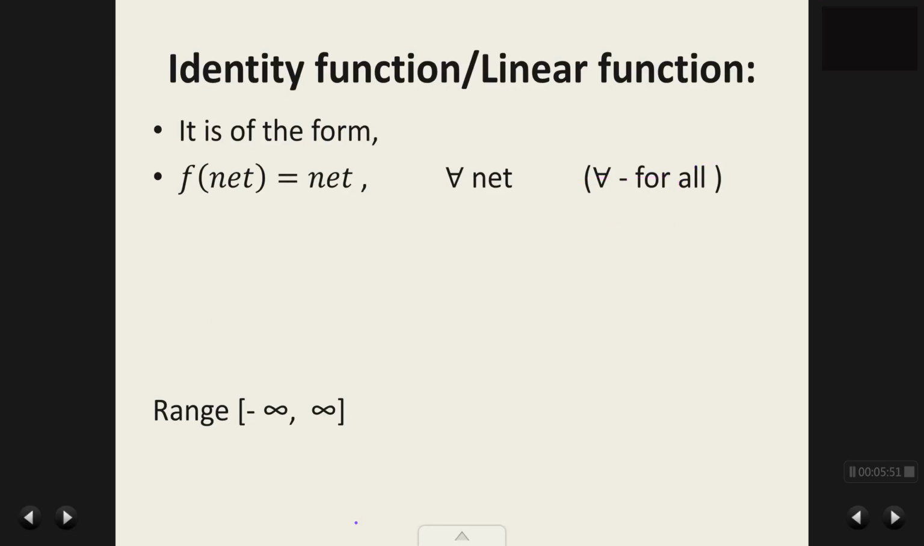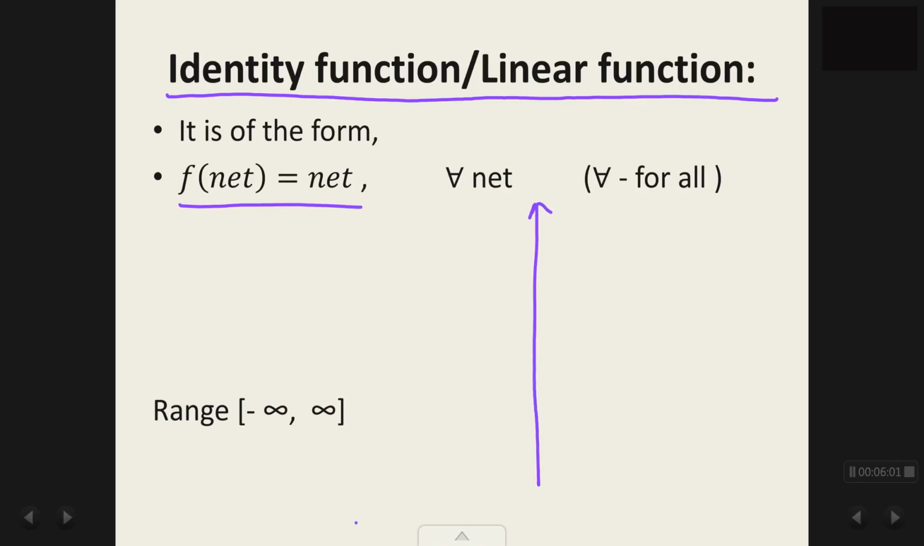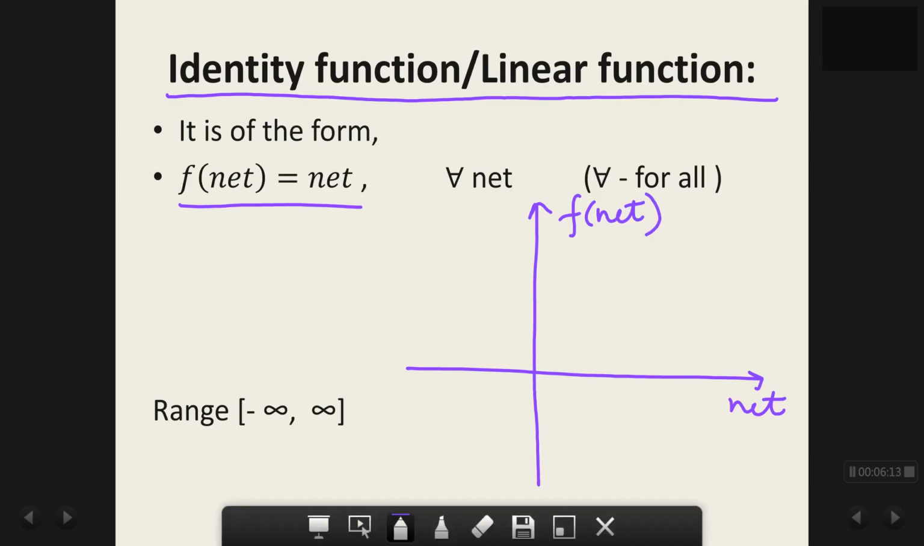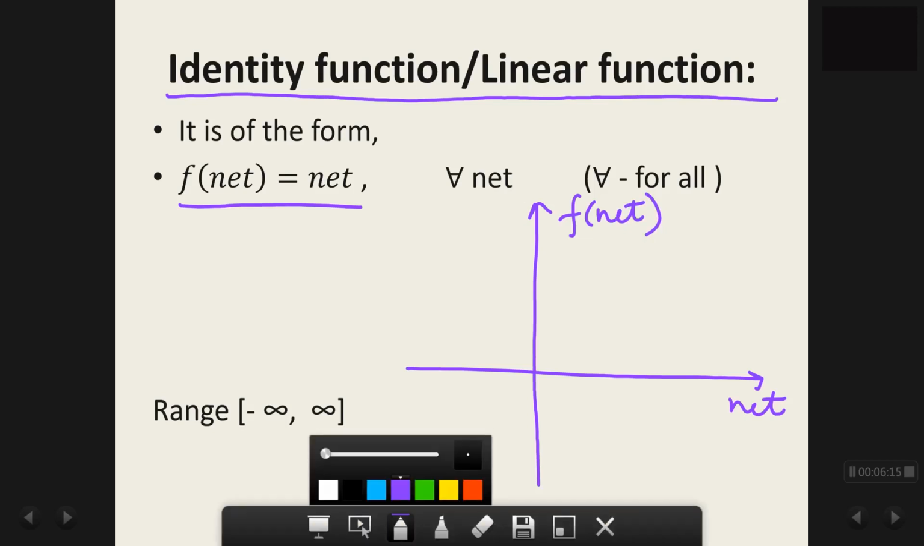First we shall have a look at the identity function or the linear function. It is of the form f of net is equal to net. If I draw the graph of this particular function, how would I get it? Here, this side it is net, and this side it is f of net. Since f of net is equal to net, the graph will be of the form like this.